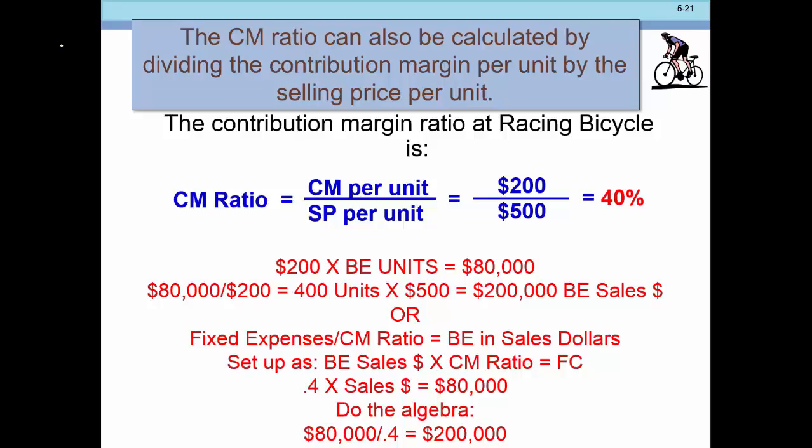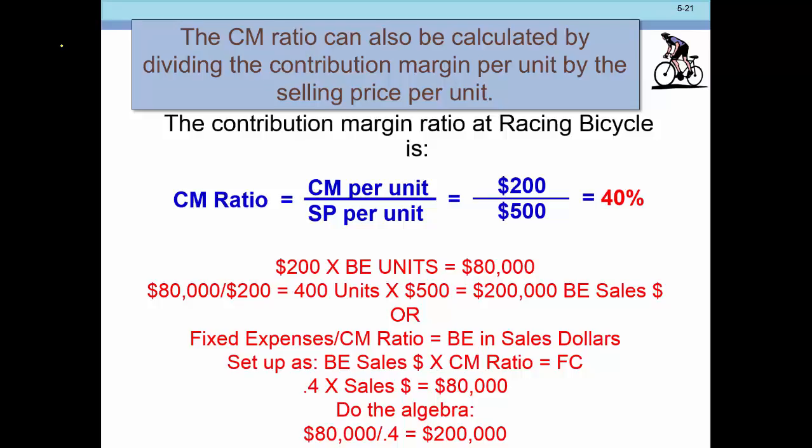Now that I have that ratio, what can I do? First, I'm showing you the way I showed you earlier, which is to take your $200 contribution margin per unit times your unknown break-even units. We divide each side by the contribution margin per unit. That tells me I need to produce 400 units, and then I multiply it by the $500 per unit. I get the $200,000 break-even sales. We already looked at that.